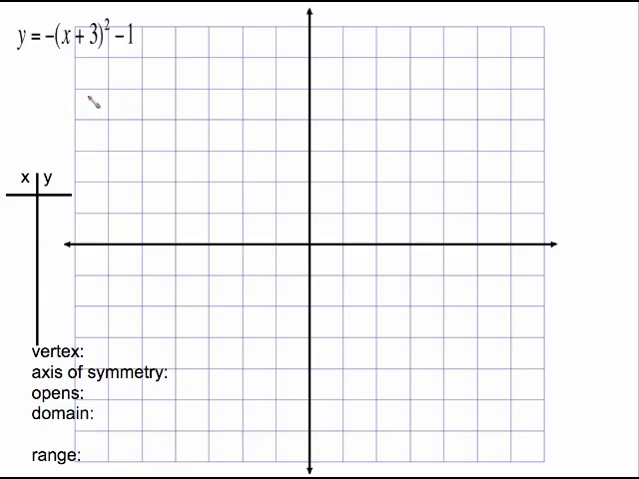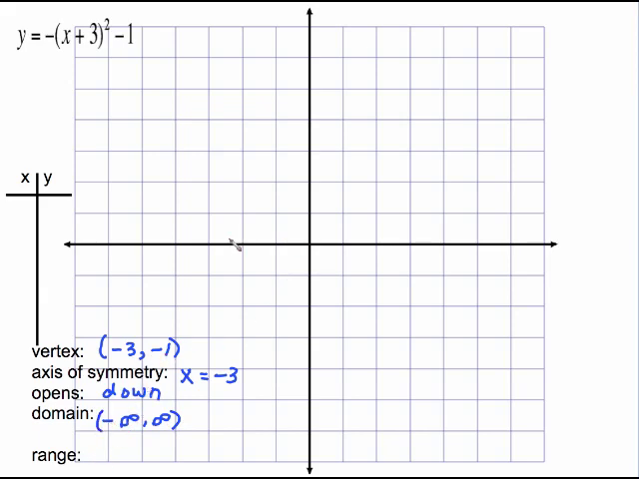Next example, let's get the vertex. The vertex is the key to being able to do a lot of this work. The vertex here is what's inside the parenthesis with a sign change, -3, -1, which leads directly to the axis of symmetry, x equals -3. Based on that right there being a negative, I know this is going to open down. We'll see if the way we graph it verifies that. I can name the domain before I do anything else. -infinity to infinity. Let's wait on the range till we get our graph done.